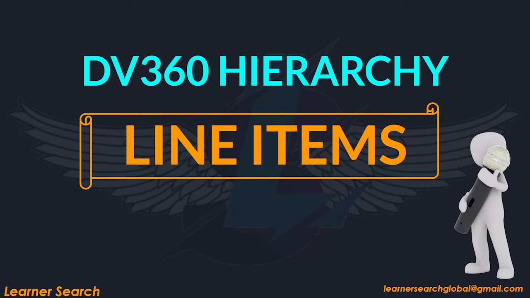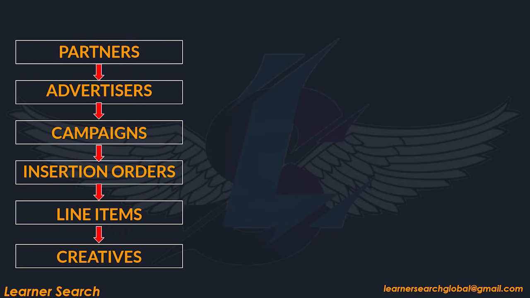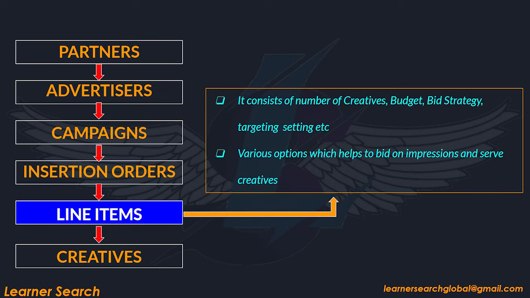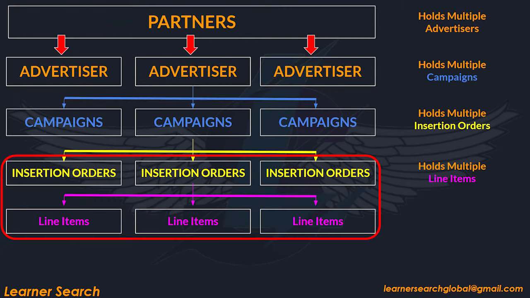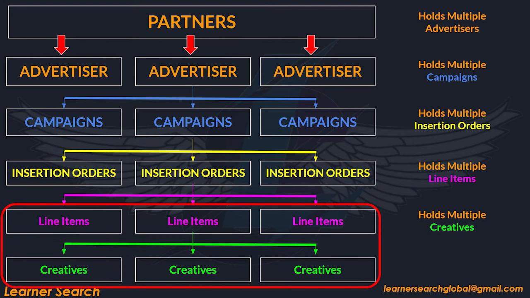Next, line items. A line item holds a number of creatives. It mainly consists of creatives, budget, bid strategy, targeting settings, etc. Line items contain various options which help to bid on impressions and serve creatives. In this slide, you can see a line item holds multiple creatives.